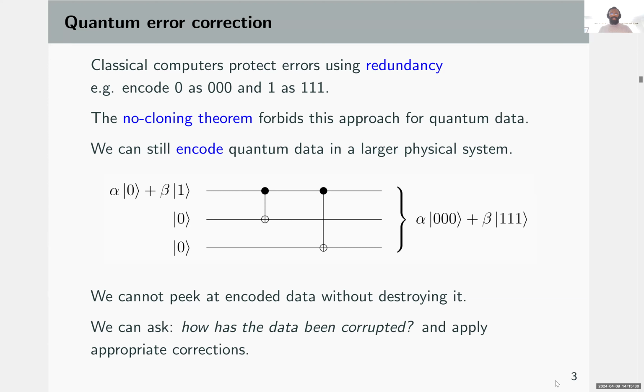The very clever way around this is you don't ask the question of what is the data once it's been encoded, because that would destroy the data. Instead you ask the question, how has the data been corrupted? Which doesn't tell you what the data is, it just tells you whether there's an error or not, and what kind of error it is. So you can get that information through measurement without actually affecting the data, which is quite a clever scheme. Once we've done that, we can figure out how the data is being corrupted and apply appropriate corrections.